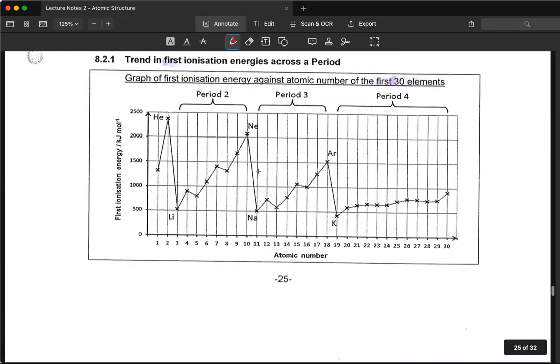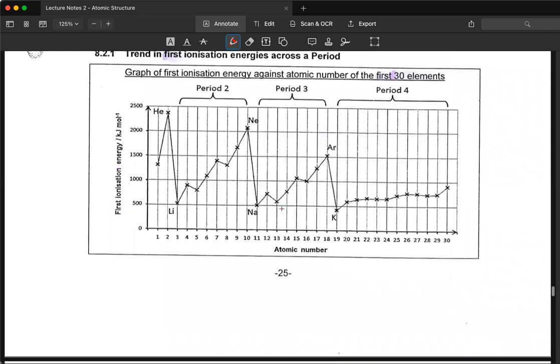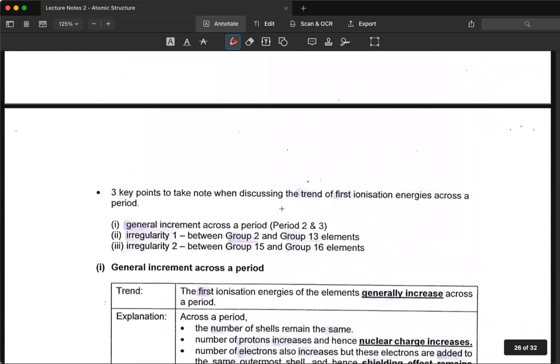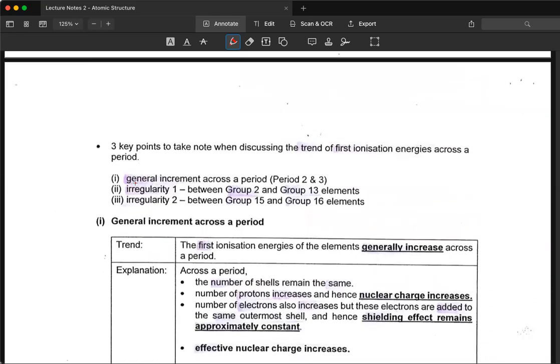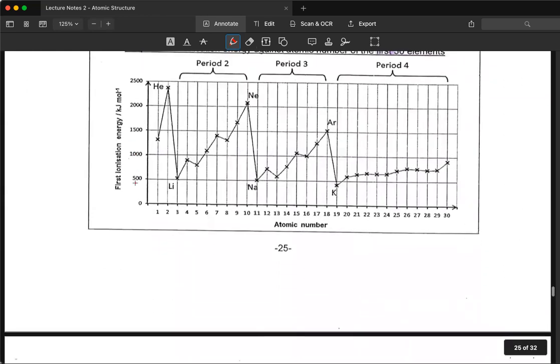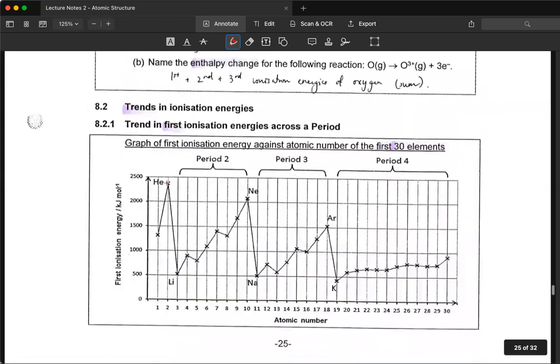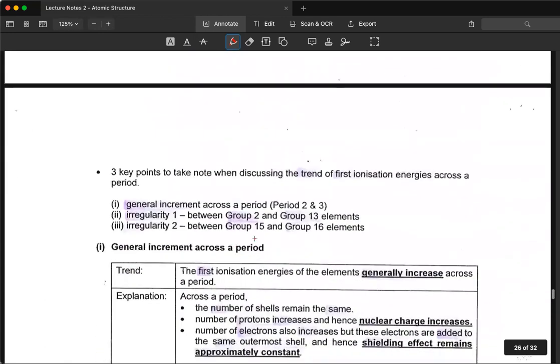And there are some exceptional cases, which we can talk about. Now, there are 3 key points to take note of when we discuss the trend of first IE across the period. Number 1, the general, I repeat, general increment across the period, and some irregularities, like between group 2 and group 13, group 15 and 16. Here, group 2 elements, I think, and some group 13 and group 15 and 16.